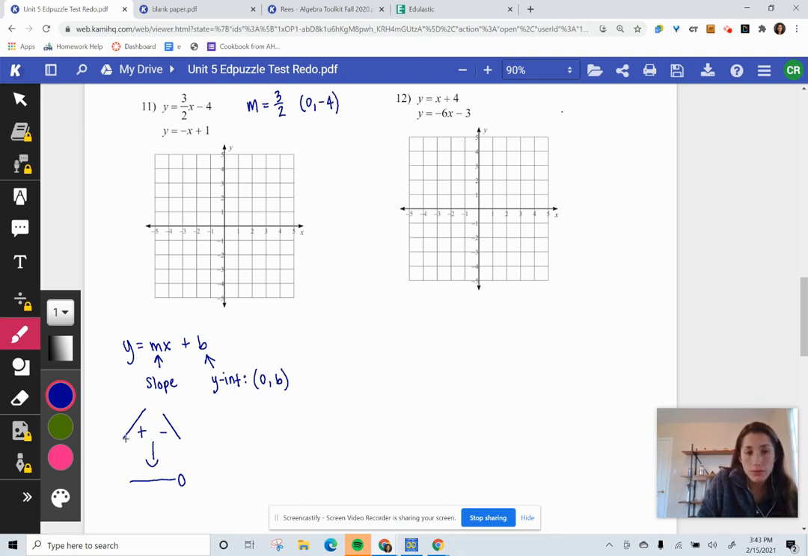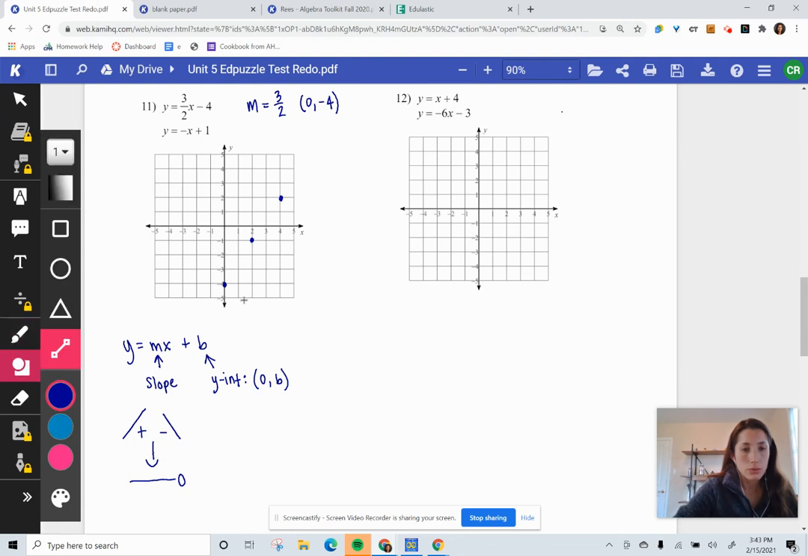Start at (0, -4). And then my slope is positive 3 over 2, so positive, up to the right. So I'm going to go up 3, to the right 2, up 3, to the right 2. Then you can use a ruler or a line tool. You're going to be practicing this on Edge Elastic in just a moment.